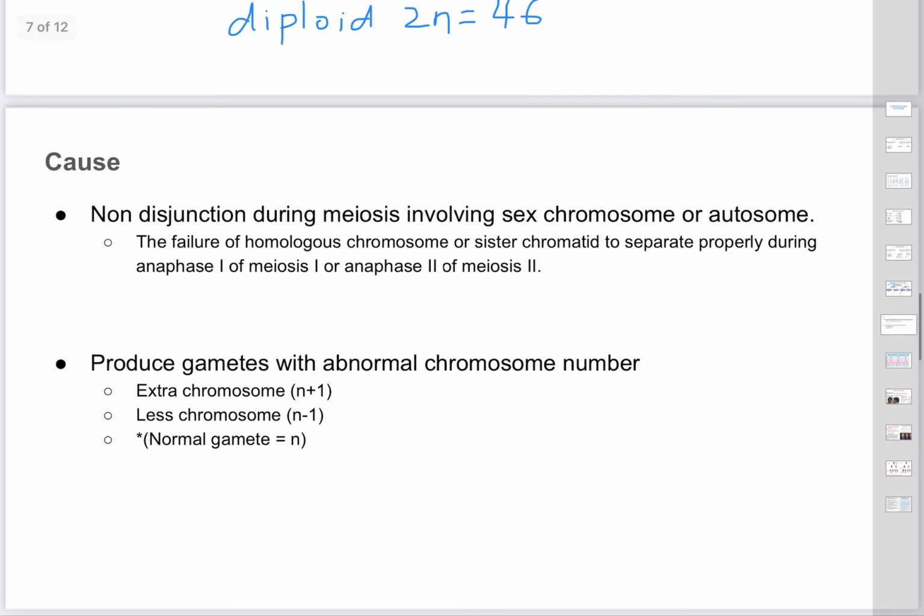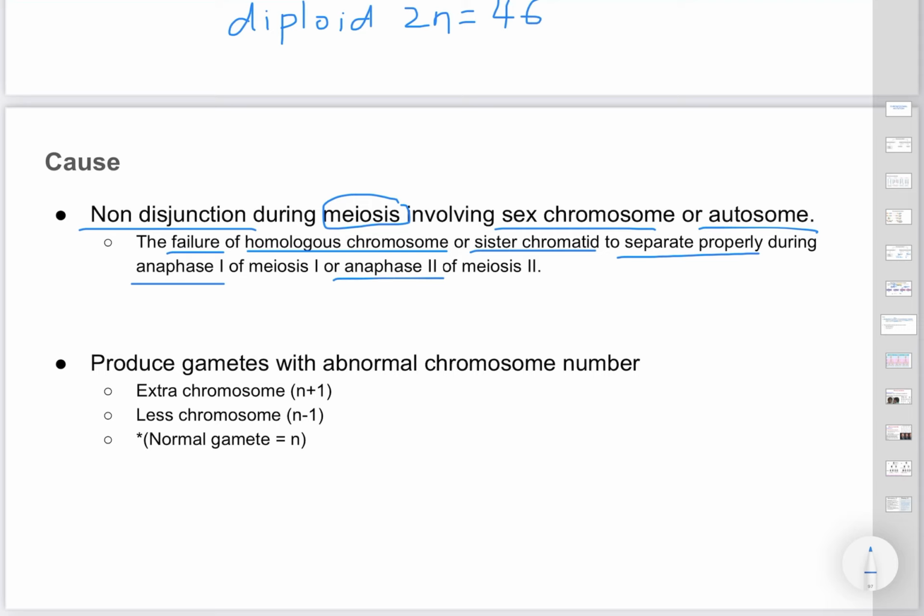This process occurs due to non-disjunction during meiosis involving the sex chromosome or autosomal chromosomes. The definition of non-disjunction is the failure of homologous chromosomes or sister chromatids to separate during anaphase 1 of meiosis 1 or anaphase 2 of meiosis 2. So maksudnya, non-disjunction ini adalah keadaan di mana homologous chromosome ataupun sister chromatid gagal untuk berpisah during anaphase 1 of meiosis 1 or anaphase 2 of meiosis 2.